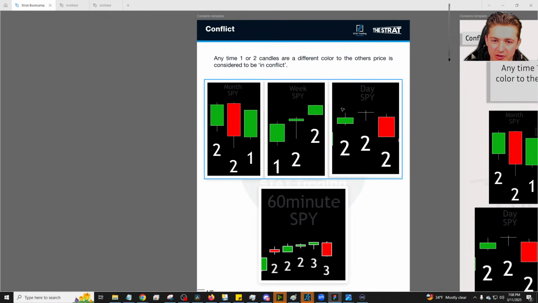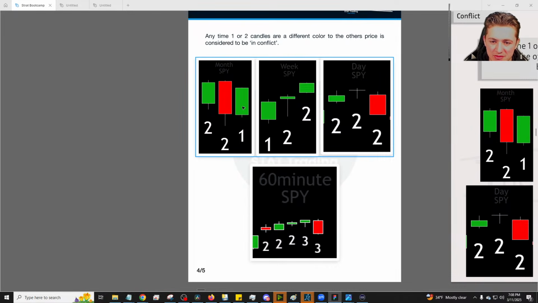We also have what we consider conflict. So full time frame continuity, that is full control. All time frames in the same direction. Conflict is when any 1 or 2 candles are a different color to the others. So for example, if the month and week are green, it's going up this month and this week. Cool. But if the day is red and the 60 is red, today and right now, it's not going up. So it's conflicted. Today they're selling, right now they're selling. But this week they're buying, this month they're buying. And this is where you can get kind of choppy price action.